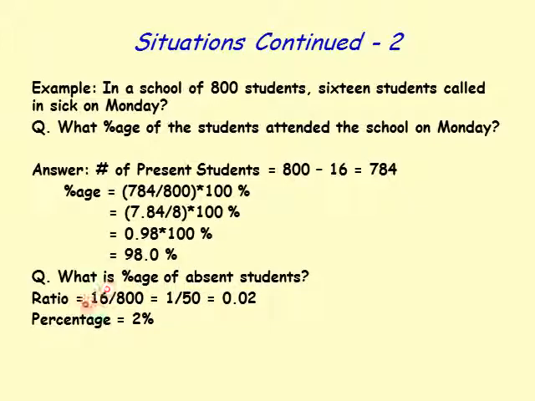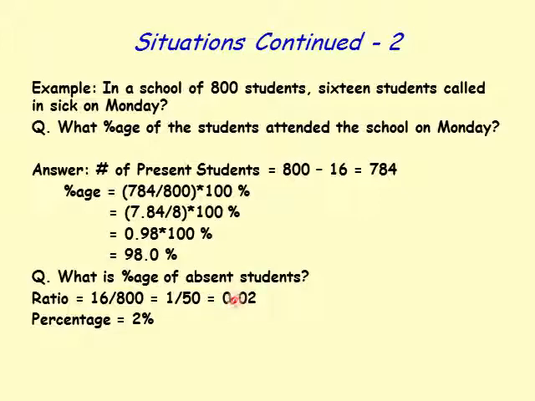If you divide the numerator and denominator by 8, it becomes 2 divided by 100. That gets me 2 divided by 100, and 2 divided by 100 is 1 divided by 50, which is 0.02. That's the ratio, and the percentage is 2%.